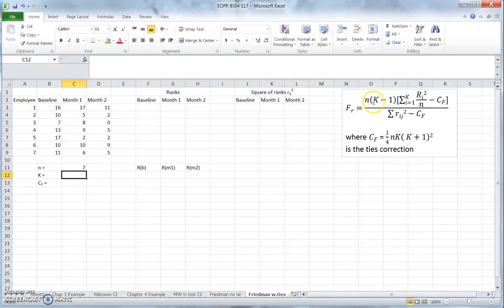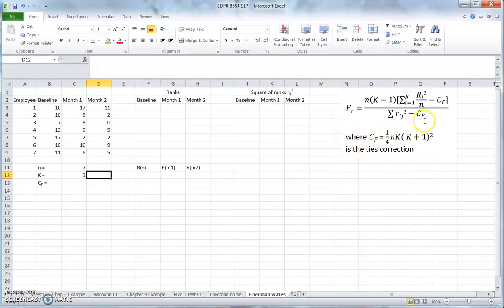Alright. K is easy too. K is the number of measures we take from each observation. So we have 3 repeated measures: baseline, month 1, month 2. So K equals 3.